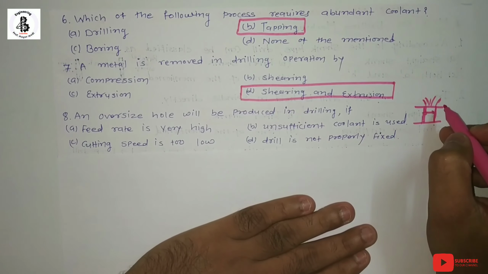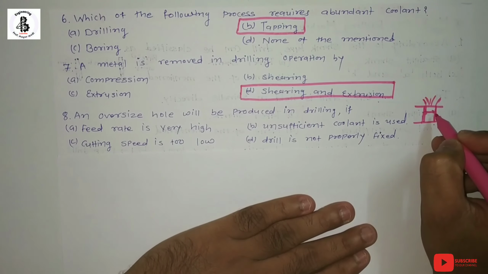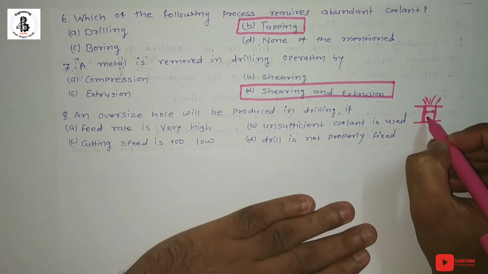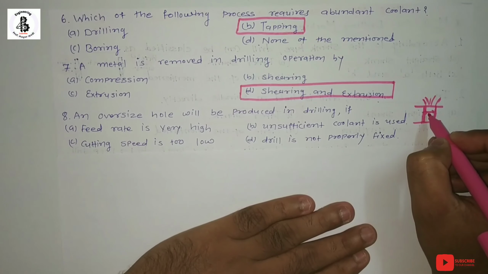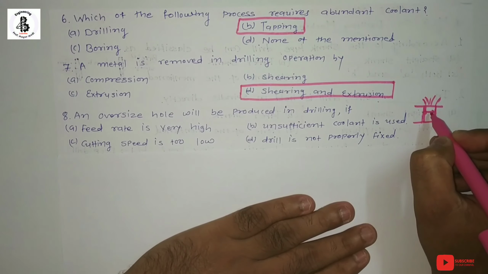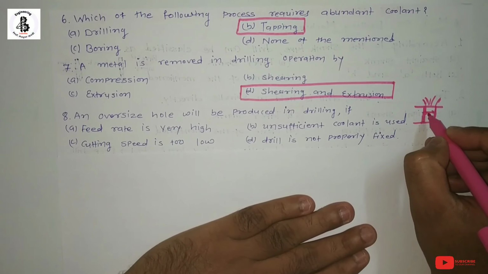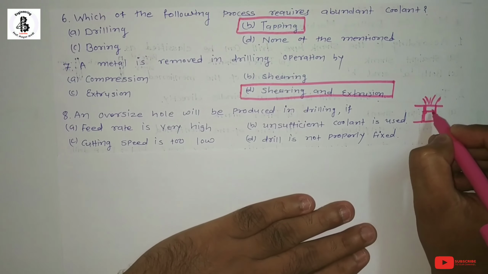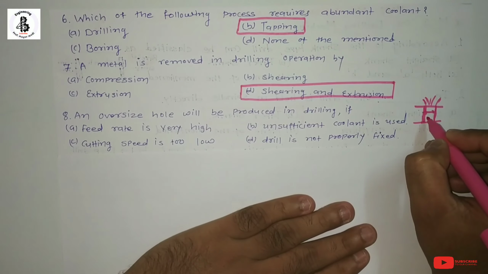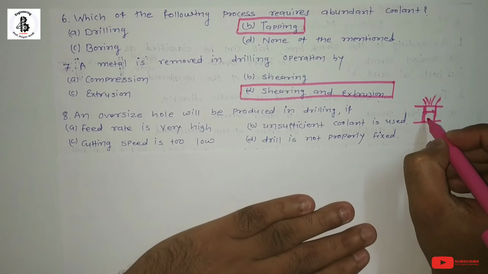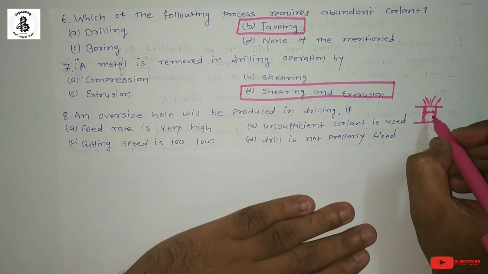cutting operation. Due to insufficient coolant between the tool and workpiece surface, it will always become an oversized hole, because the cut metal portions will not easily come out from the machining. So that cut metal stays in the job, which increases the diameter of the hole. That is called an oversized hole.